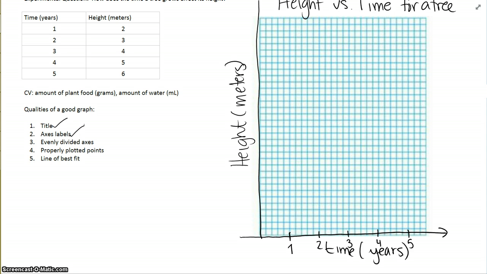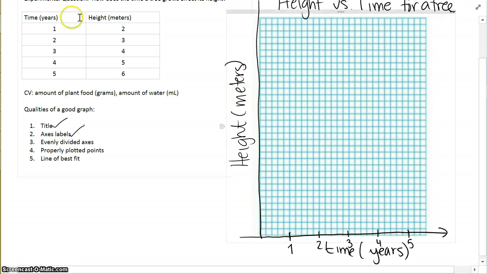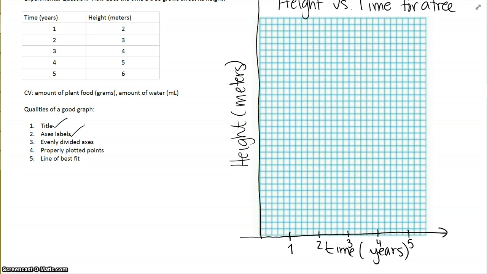My height goes up to 6, and I have well over 30 squares. So I'm going to go by 5s again. 1, 2, 3, 4, 1, 2, 3, 4, 5, 6. Okay, so I've evenly divided my axes. Now I'm going to plot my points.